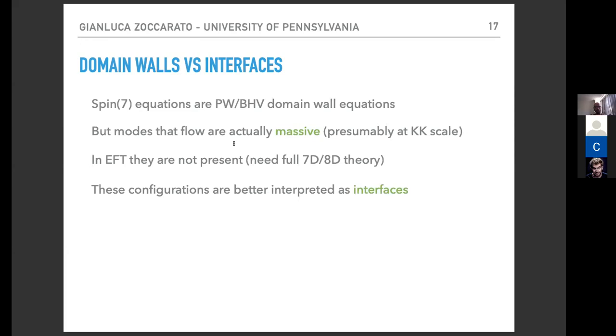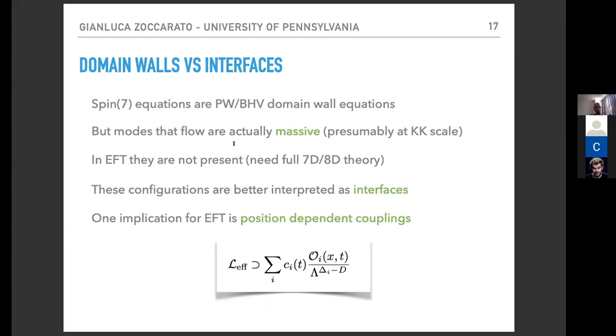And what happens in the effective field theory is, for instance, that you can think of having position-dependent couplings, because these couplings are determined by the value of fields that are not dynamical. And since you are flowing in that direction, this coupling will presumably depend on that direction once you integrate out the massive modes. And so this is more or less what I wanted to tell you. Let me go to the conclusions.